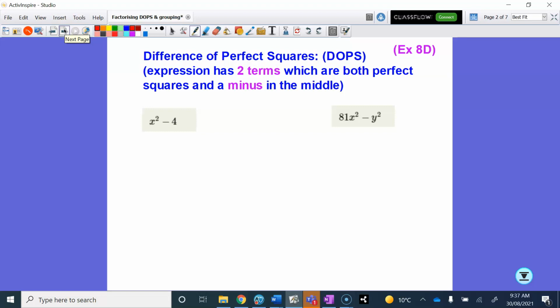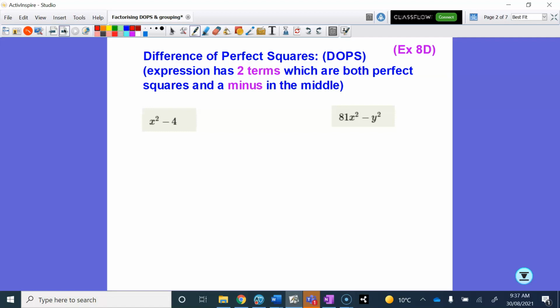On to what we covered last week, difference of perfect squares. The work related to difference of perfect squares and factorising was found in exercise 8D. So if you haven't done those examples, that's where to start today.